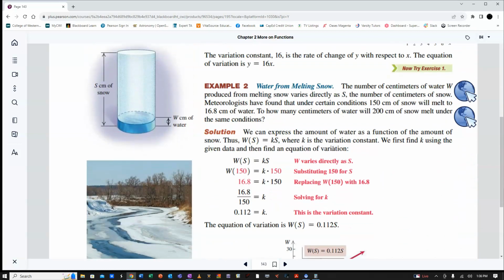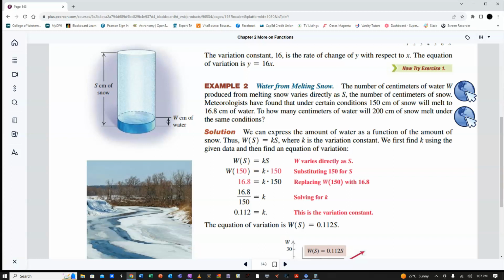Continuing on, this next example involves measuring the amount of water you get when snow melts. The number of centimeters of water W produced from melting snow will vary directly as S, which is the number of centimeters of snow. Meteorologists have found that under certain conditions, 150 centimeters of snow will melt to leave you with 16.8 centimeters of water. So to how many centimeters of water will 200 centimeters of snow melt under the same conditions?